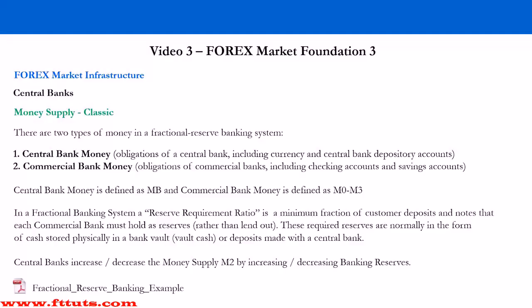And basically, in a fractional banking system, there's a reserve requirement ratio, which is a minimum fraction of customer deposits and notes that each commercial bank has to hold as reserves, which they can then lend on. These required reserves are basically normally in the form of cash stored physically in a bank vault, so vault cash, or deposits made up within a central bank. And basically, central banks increase or decrease the money supply, the classic one being M2, so please check the definitions to understand that, by increasing or decreasing the banking reserves.